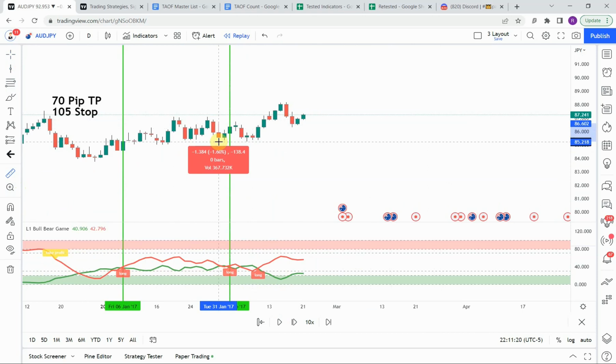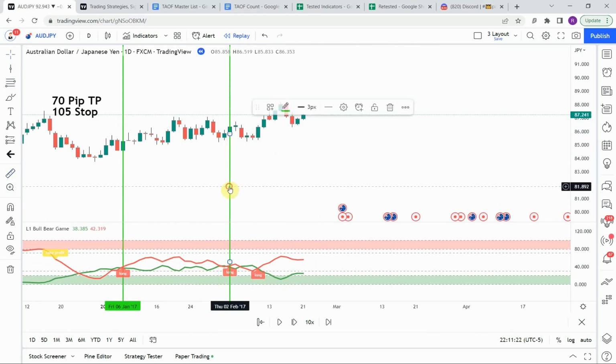All right, the next signal that we pick up is another long signal. Unfortunately, we pretty much immediately start to push down on this. We get a little push to the upside and then start to push down from there. That does come down just far enough to hit our stop, so that one gets us stopped out.